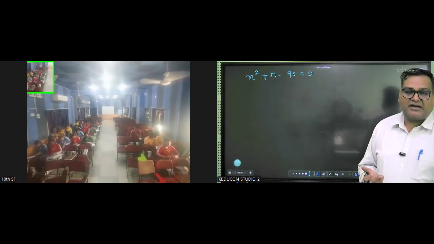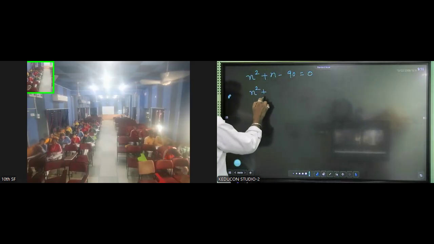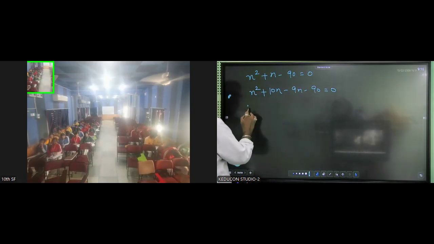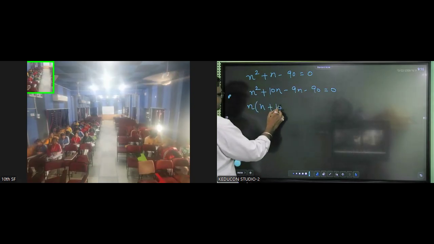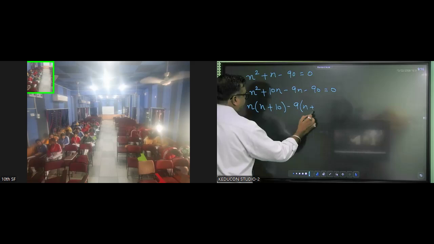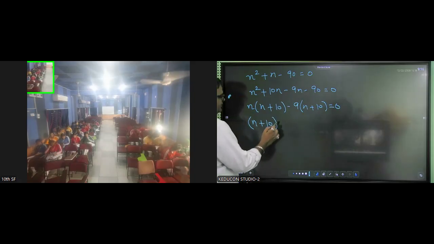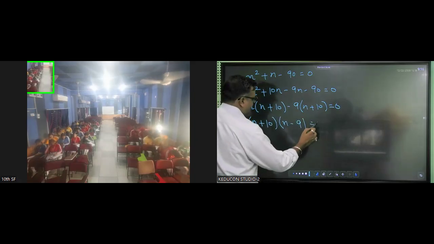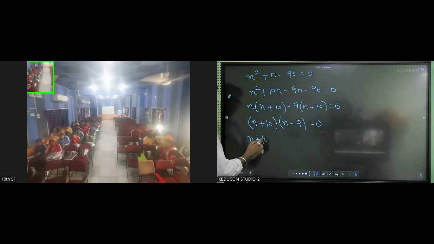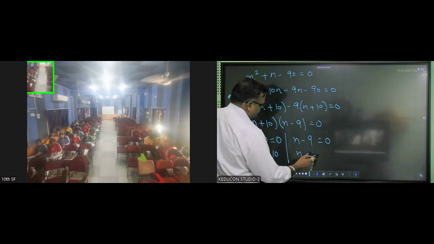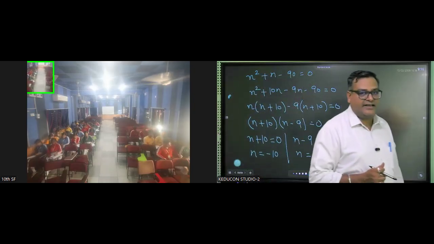Children, it is simple. 10 and minus 9 are the factors. n common, right students? So we have the factors n plus 10 into n minus 9 equal to 0. So one is n plus 10 equal to 0 and n equal to minus 10. And second is n minus 9 equal to 0. So we have two values of n, that is 9 and minus 10.